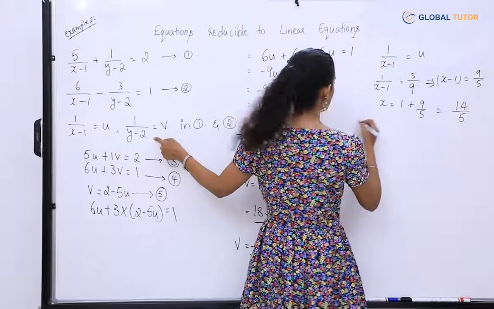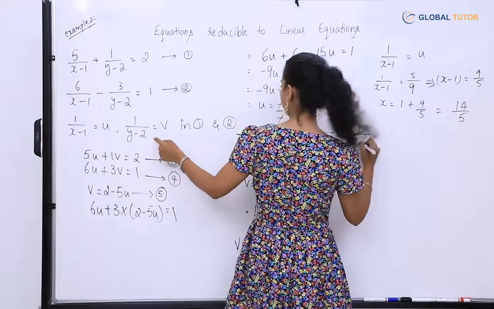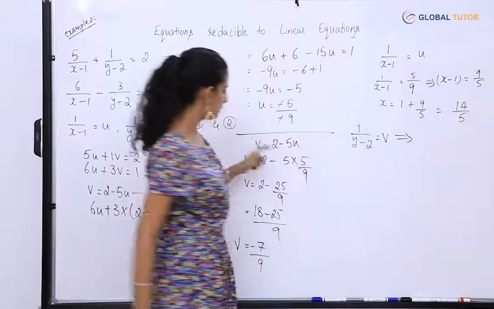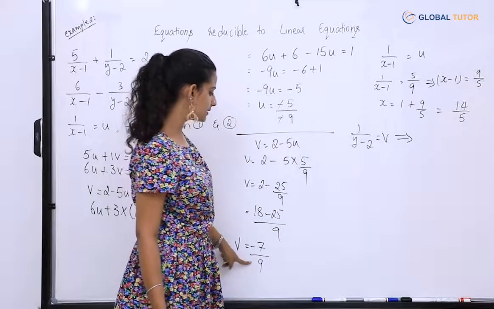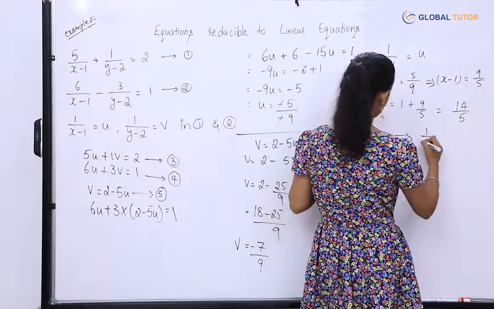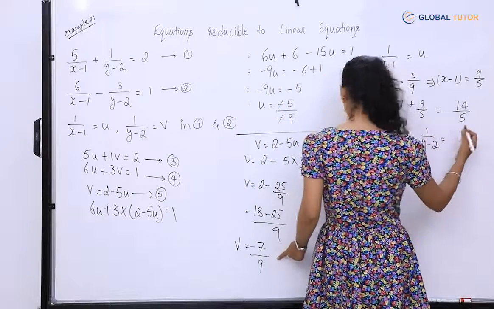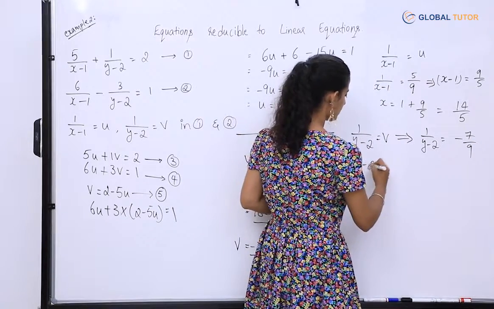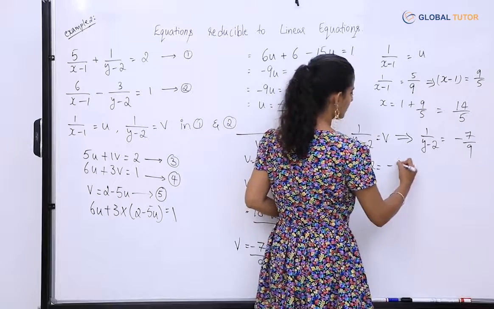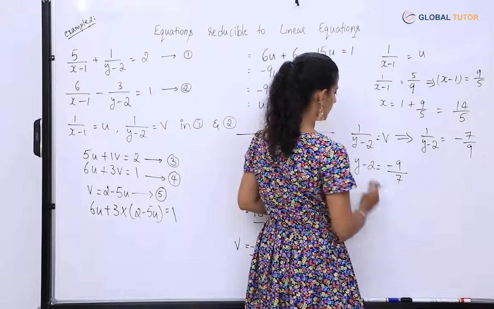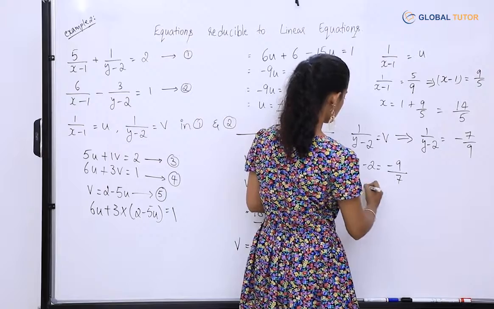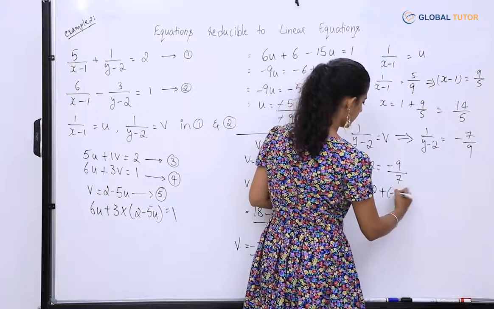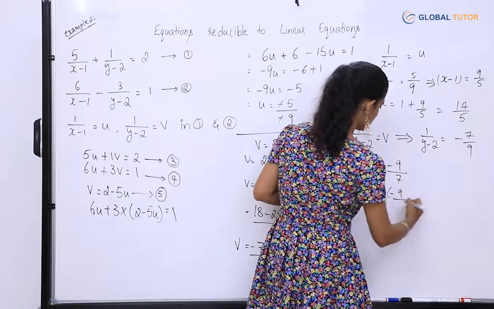Similarly, 1 divided by y minus 2 is equal to v, and we got the value of v as minus 7 by 9. So 1 divided by y minus 2 is equal to minus 7 divided by 9. So y minus 2 is equal to the reciprocal, minus 9 divided by 7. Let us shift it to that side. y is equal to 2 plus minus 9 divided by 7.